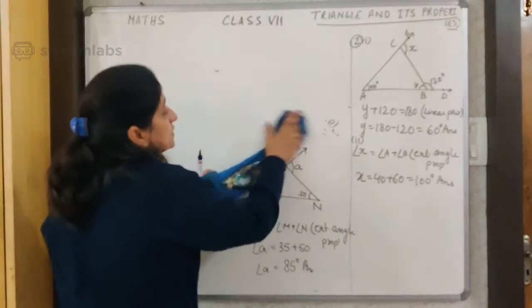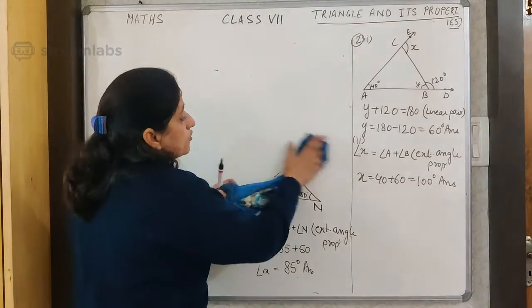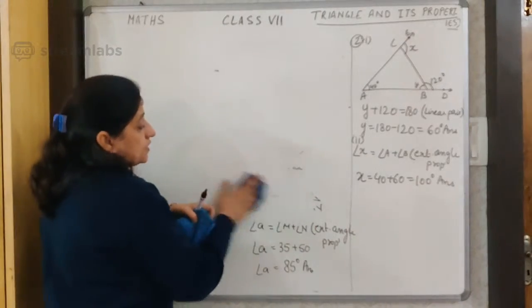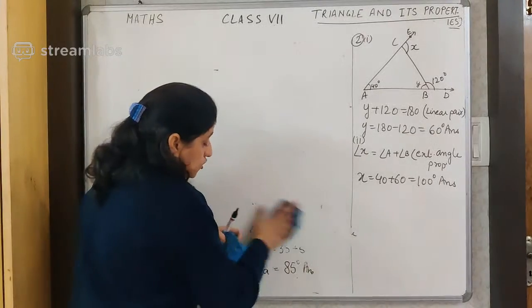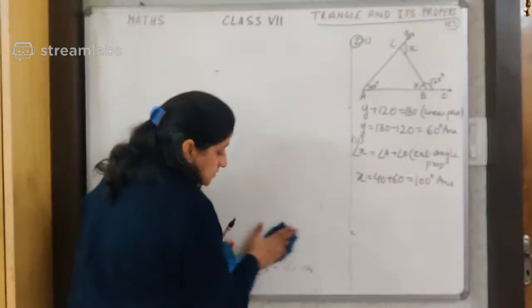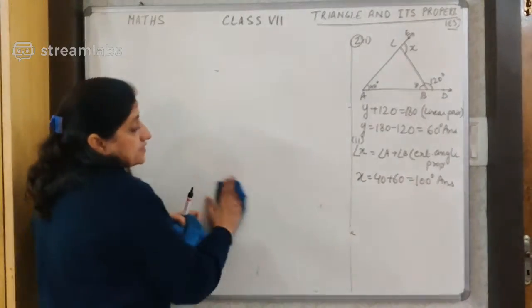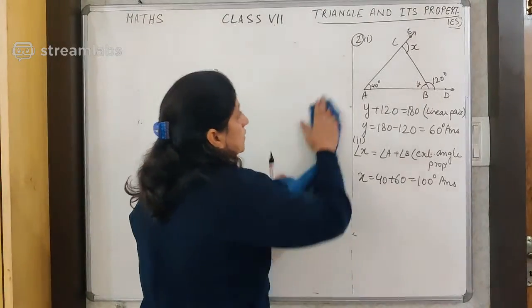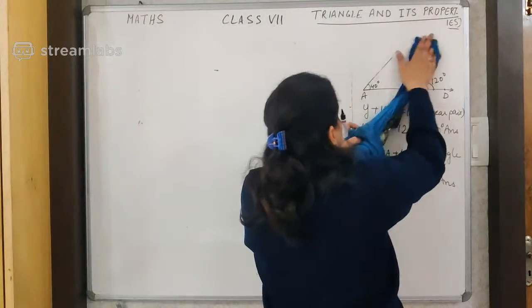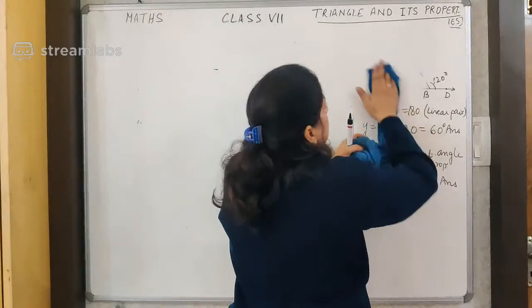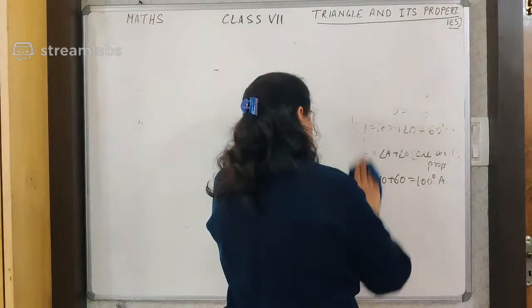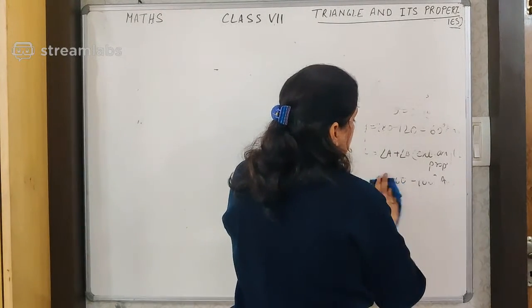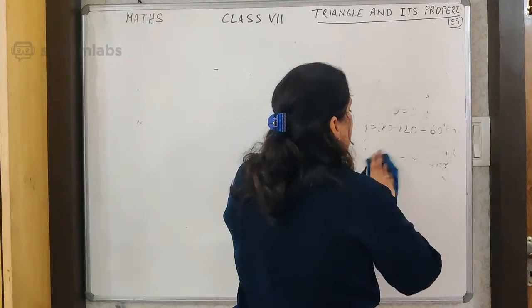Now you see, if it is exterior angle C, it will be equal to A plus B. If it is exterior angle B, it will be equal to A plus C. So whichever exterior angle it is, you leave that and it is equal to the sum of the other two. Did you get me what I am trying to say? If it is exterior angle C, it will be equal to A plus B. If it is B, it will be equal to A plus C, and so on.